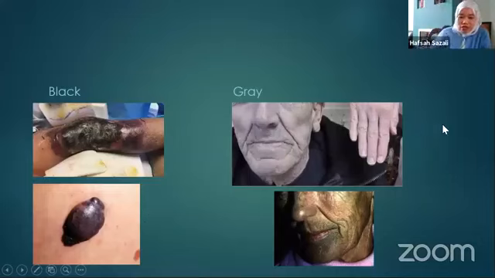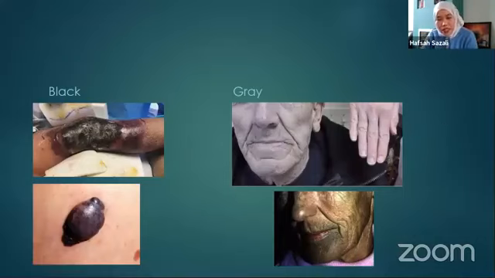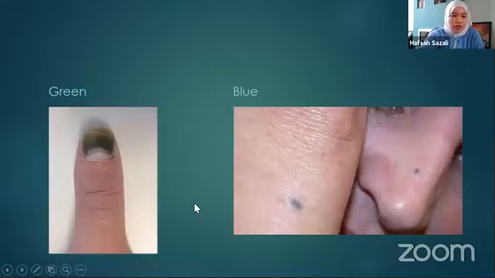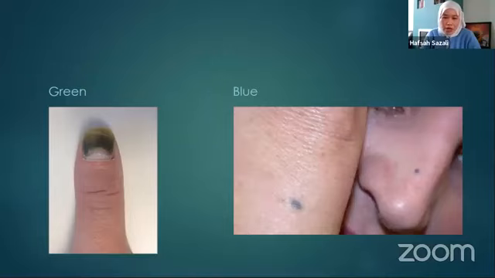Grayish discoloration on the skin can occur in patients taking some medications such as amiodarone. So we describe it as slate gray pigmentation on the skin. It's quite subtle on the picture above, but it's more prominent on the picture below. Green discoloration, for example, in onychomycosis, and blue color in, for example, blue nevus.